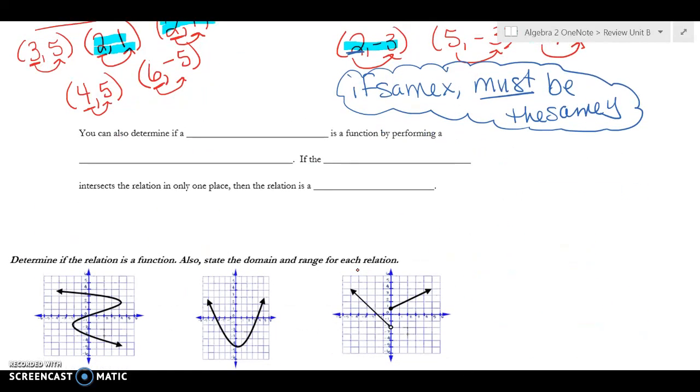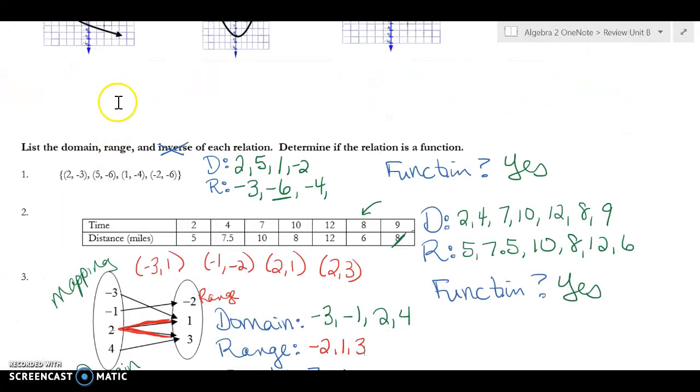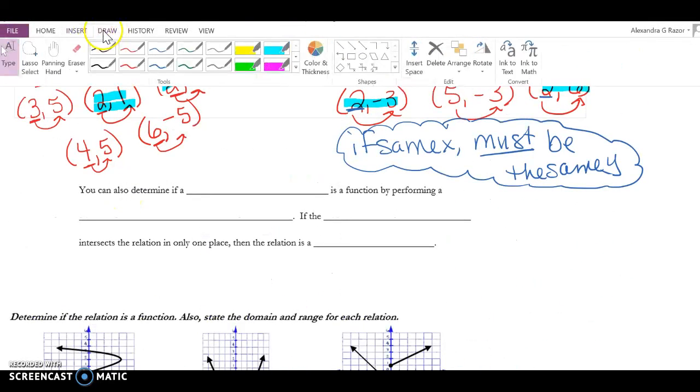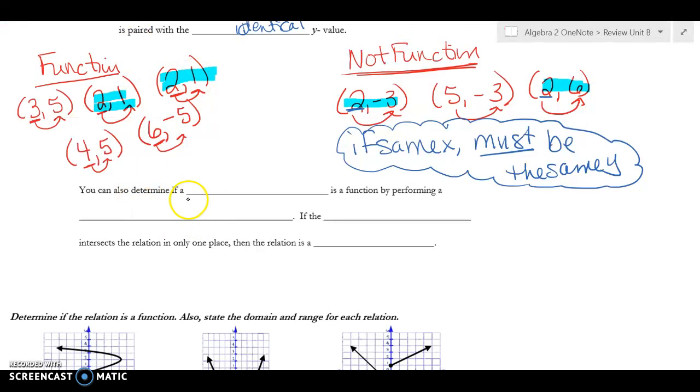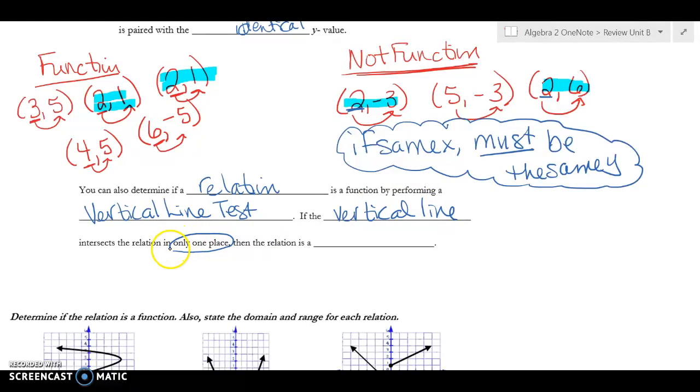Now sometimes you're going to have graphs, and so let's see if I can insert some space. That didn't work. It's okay. All right, so sometimes you're going to have graphs, and so when you have a graph, what you're going to do is determine if it's a function by performing a vertical line test. If the vertical line touches the relation in only one place, then it is a function. So if I have a line like this, right, and I draw a bunch of vertical lines, each time it can only touch one place.